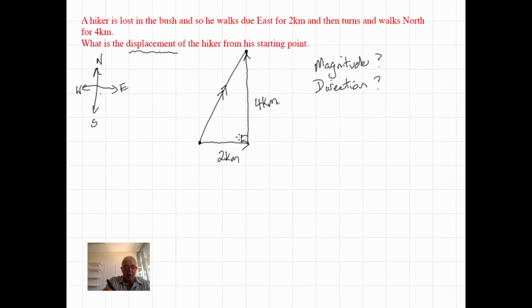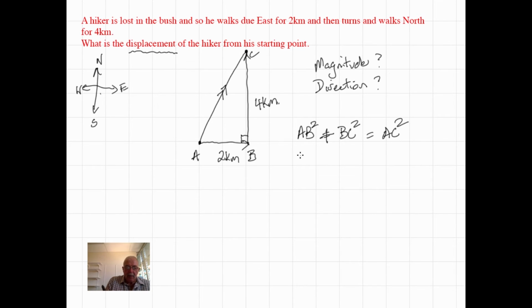Now, by looking at the diagram, we've got a right angle and we've got a triangle there, so straight away you should be starting to think, right, we've got Pythagoras going on here, and it's just the hypotenuse that we're after as far as the magnitude. So if we call this A, then he goes to B, and then he goes to C. So we've got AB squared plus BC squared, and that'll be equal to AC squared.